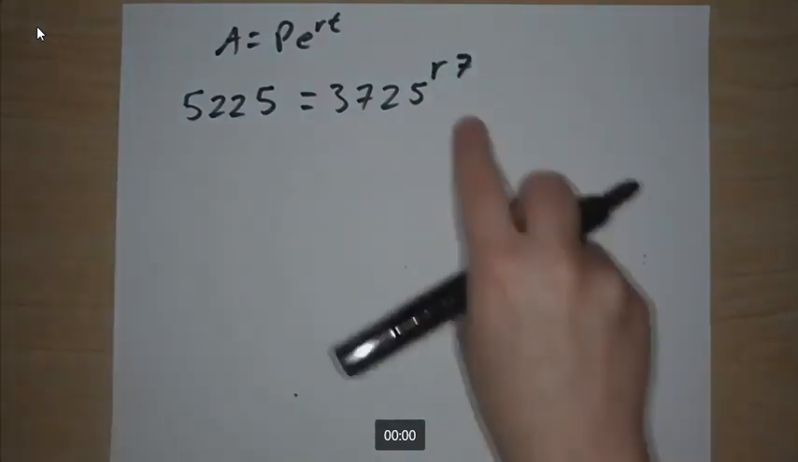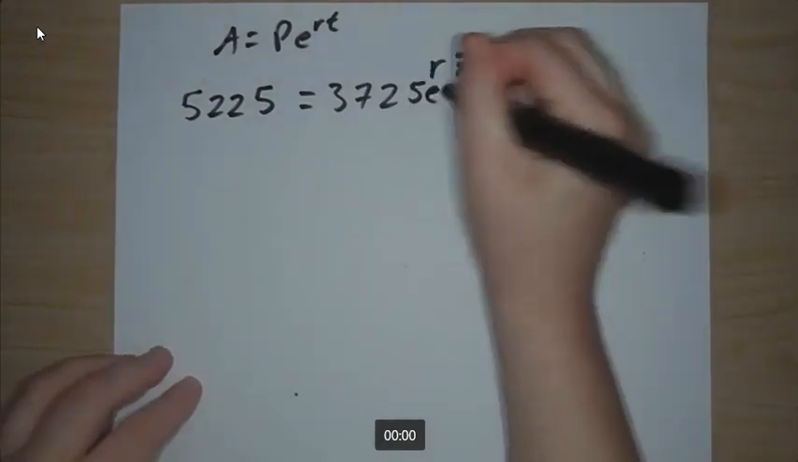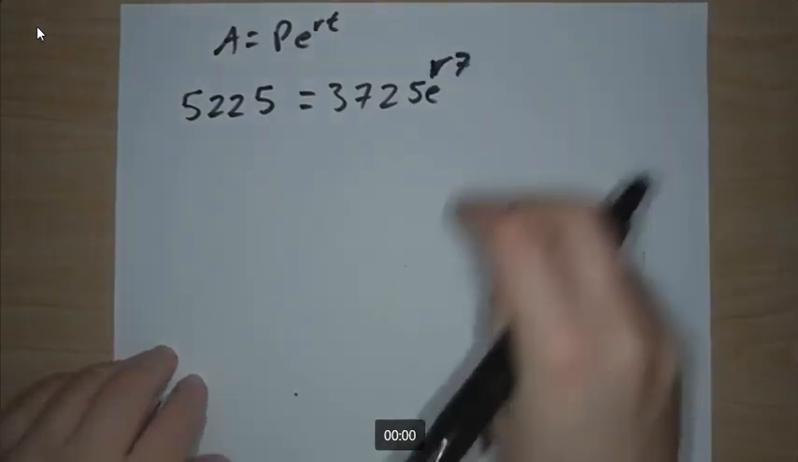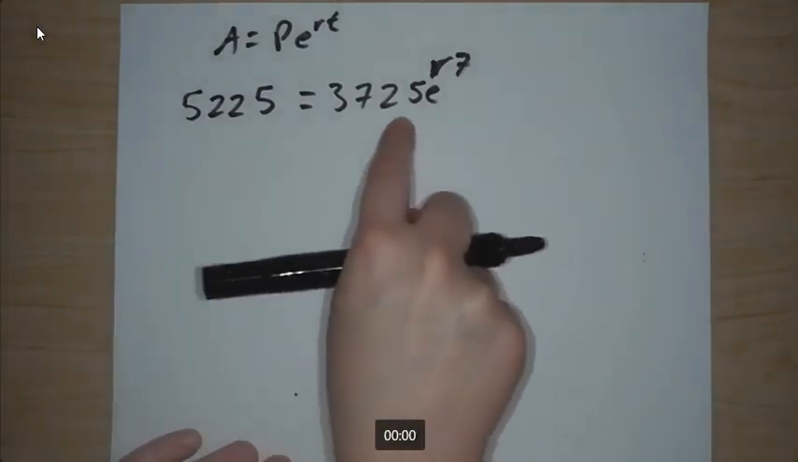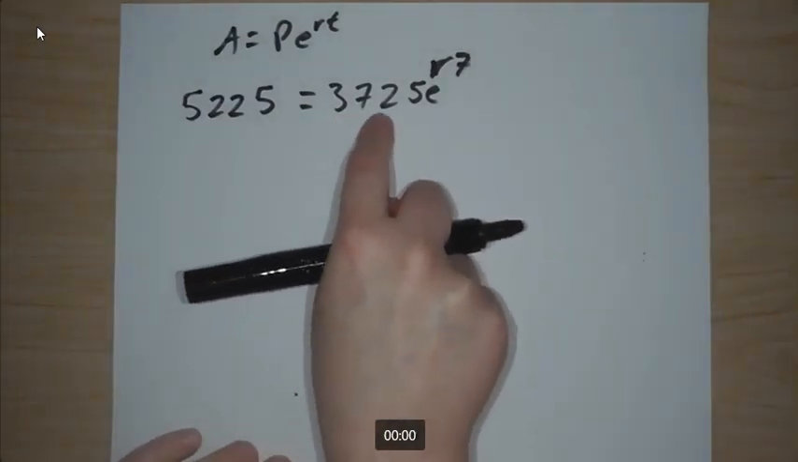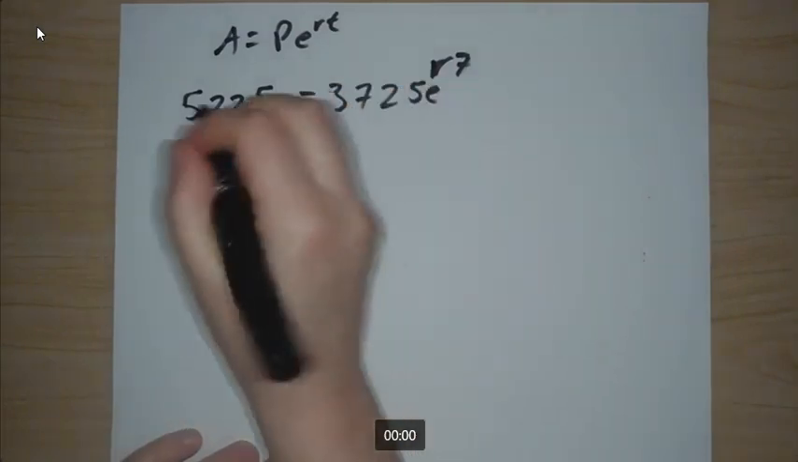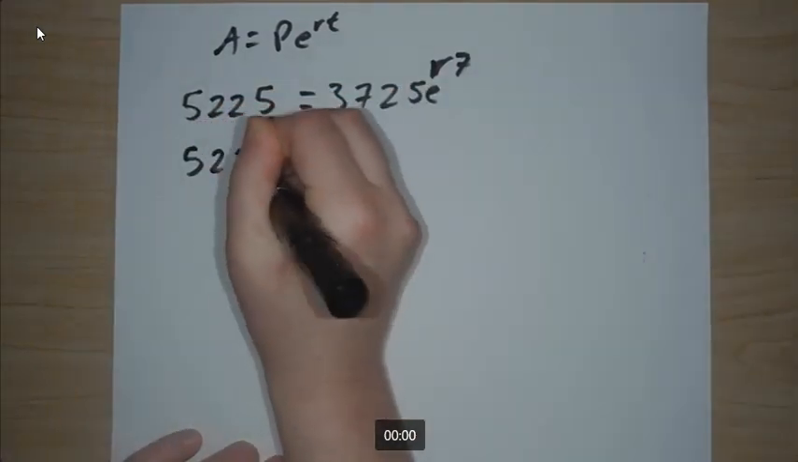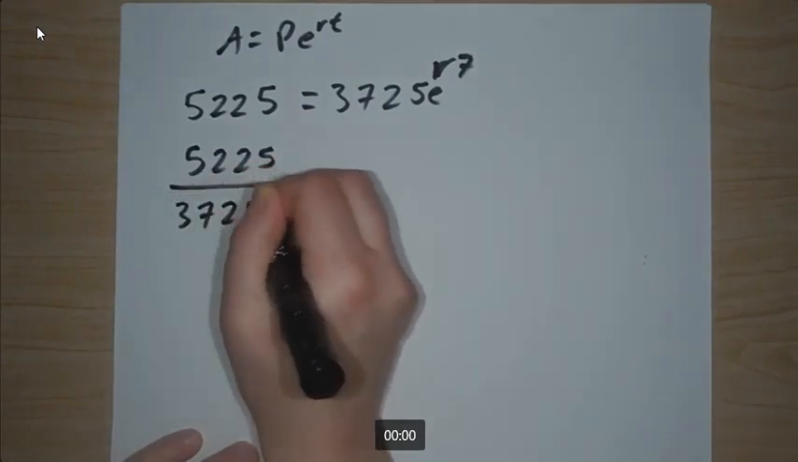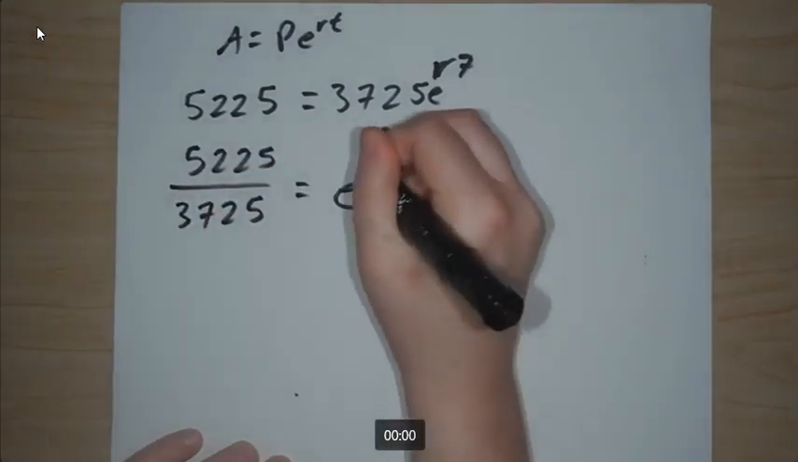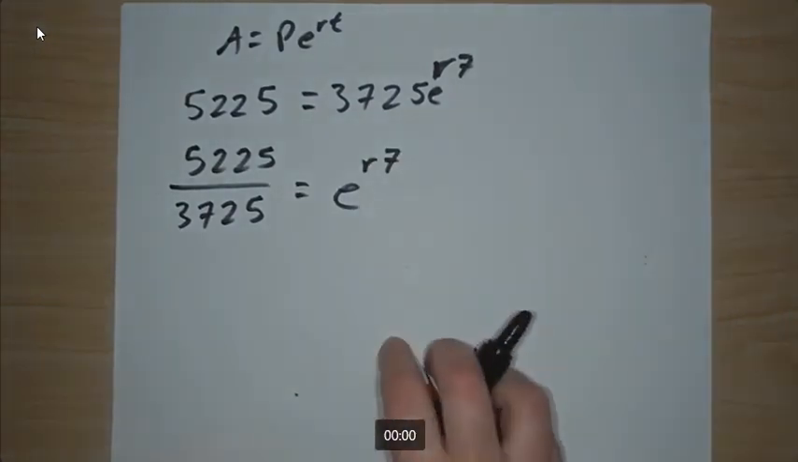So we're going to solve for r in this equation. Oh, this is 3,725 times e to the r times 7, excuse me. So we're going to divide each side by 3,725 to get the e term alone. So we have 5,225 divided by 3,725 is equal to e to the r times 7.